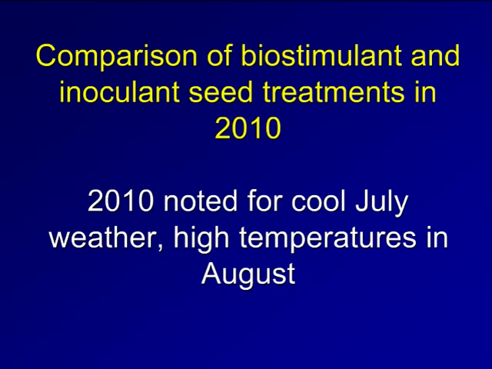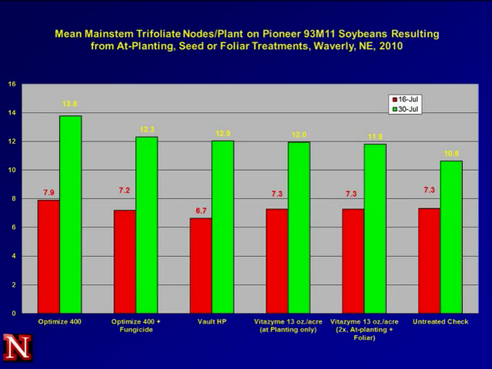One of the things we want to also talk about is when we've compared some of our biostimulants and inoculant seed treatments in 2010, we did want to point out that 2010 was kind of noted for a cool July weather with high temperatures in August. And we bring this out to show you some of the results we got under those situations in 2010. In this particular experiment, we had Optimized 400, which was a hybrid type product. It has both an inoculant and a biostimulant. We had Vault HP, which is primarily strictly an inoculant. We had Vitazyme, which is a stimulant, and we had the untreated check.